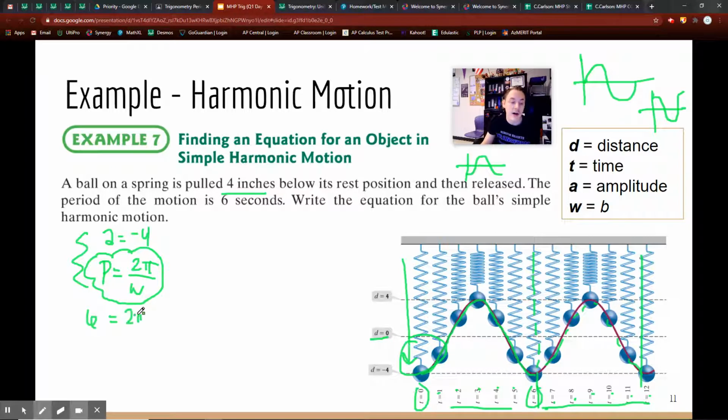Now this is 2 pi, and I don't know omega. But now, since I know my period from my graph, can I find omega? Yes, I can. I can just multiply by omega, divide by 6. So omega equals 2 pi all over 6, which equals pi all over 3. So that is my omega. That's my b value. Remember it's negative because it's pulled down.